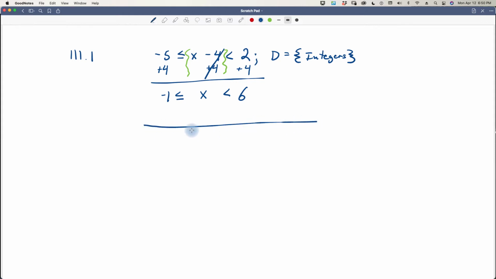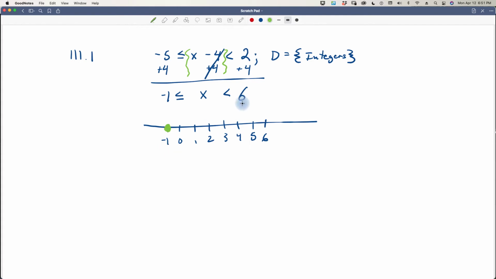We draw our line. This is -1, 0, 1, 2, 3, 4, 5, and 6. Right? But our domain says only integers. So let's start with -1 is less than or equal to x. Is -1 an integer? Yes, it is. Is it equal to? Yes, it is. So you circle it and fill it in.